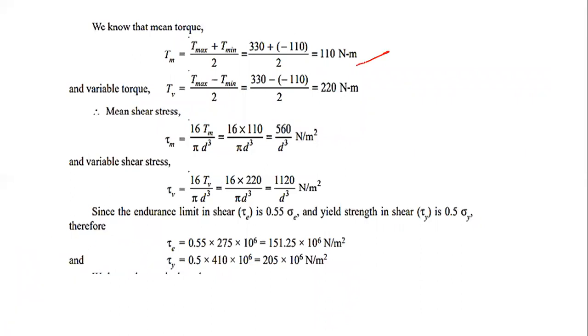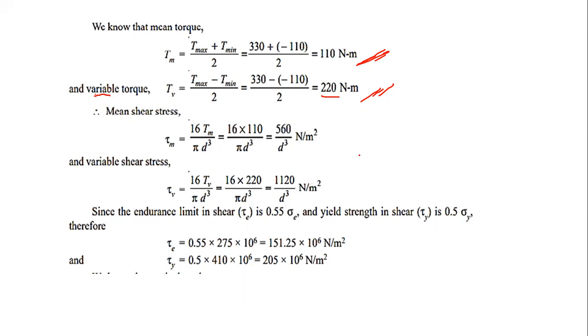110 Newton meter is the mean torque. And already we know the formula for variable torque: variable torque equals maximum minus minimum by 2. So maximum torque equals 330, minimum equals minus 110. Here the value is 210 Newton meter is the variable torque. This is the variable torque, this is the mean torque.